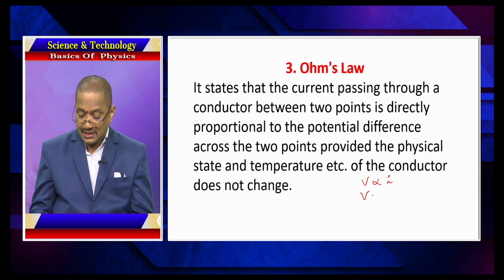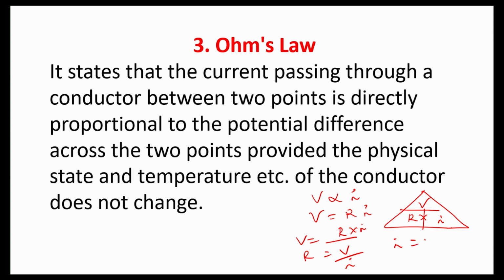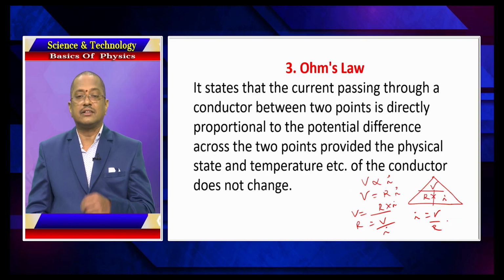As you can say, V equals RI. R is here the proportionality constant, and this is called the resistance. So V is equal to RI. The condition is constant temperature. We can draw a triangle also, with V, I and R. Covering one quantity, we get V equals RI, or R equals V by I, or I equals V by R. Clear? You can write it like that.